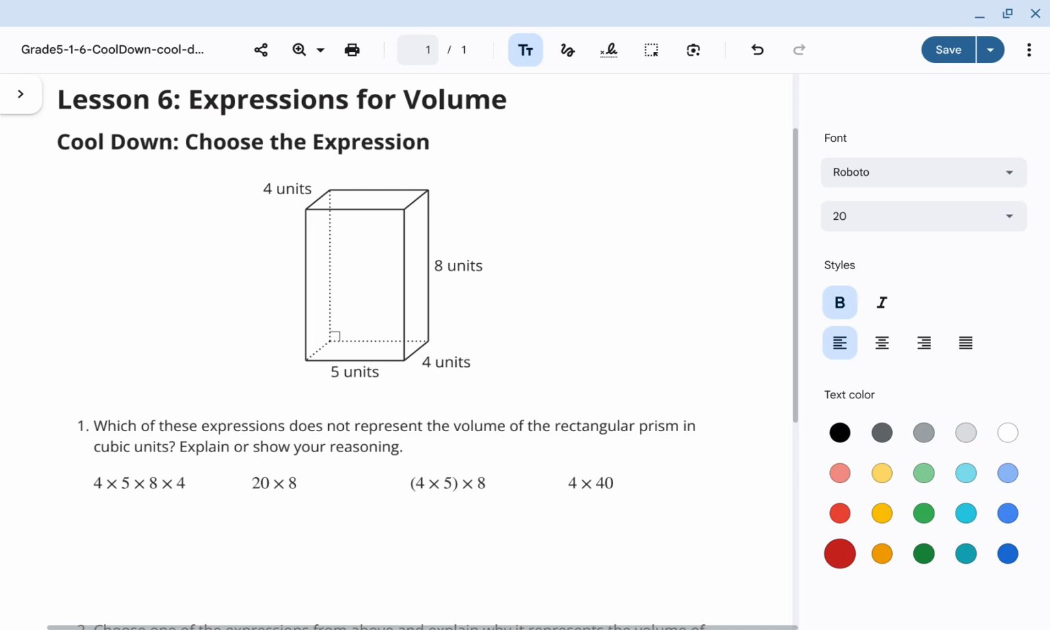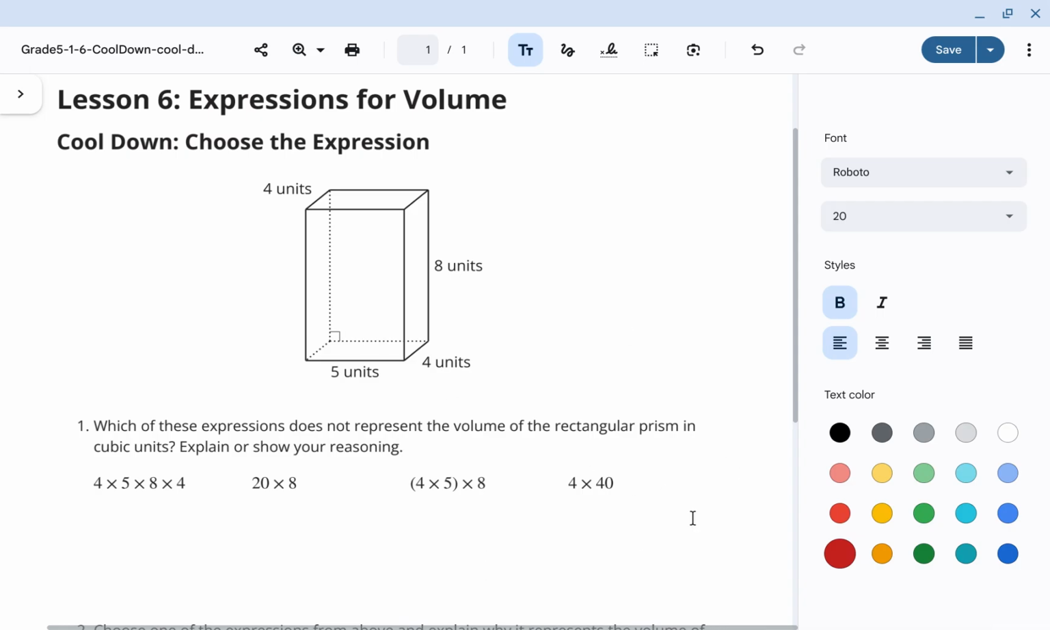Good morning, mathematicians. We are looking at lesson 6. This is thinking about expressions for volume and choosing an expression that matches the situation that you see in the prisms, of course, as you examine the side lengths and the length, the width, and the height. Now, in number 1, we are to determine which of the expressions do not represent the volume of the rectangular prism in cubic units. And yes, we will explain or show our reasoning.